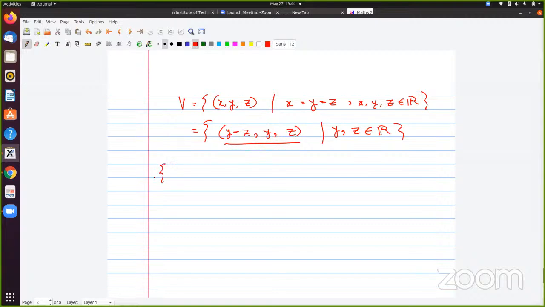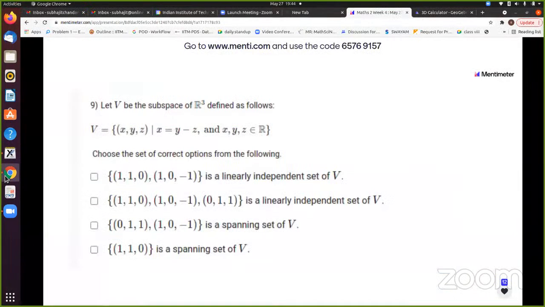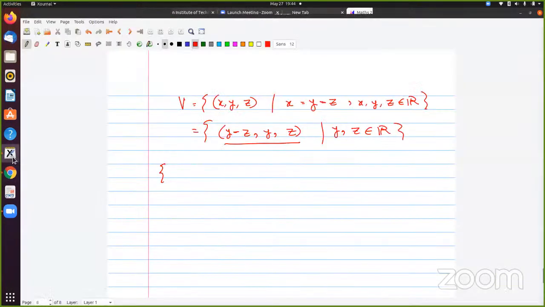For the first two, we don't really need that. For the first option, the set is (1, 1, 0), (1, 0, minus 1). You are asked whether this set is linearly dependent or independent. There are two vectors, V1 and V2, in R3. If they have to be linearly dependent, then one vector must be a scalar multiple of the other.